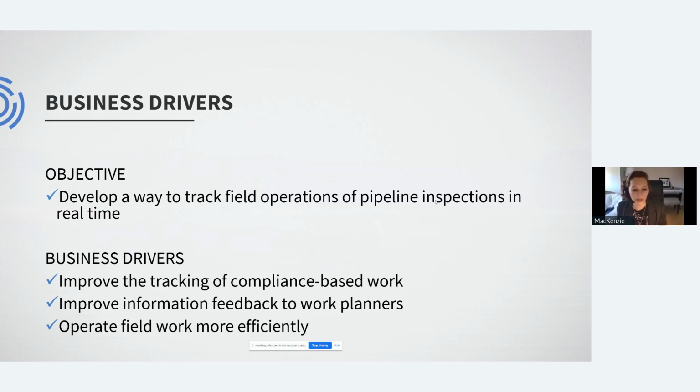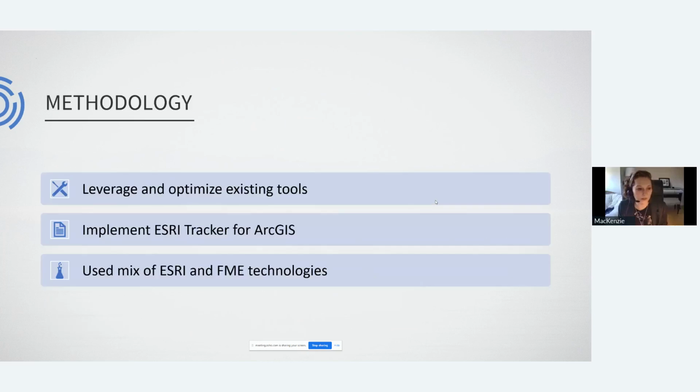And they needed to improve the information feedback to work planners. The planners need to have a real idea of where they're at in the actual field work in order to be able to reassign or increase resources in more real time, because before they had been using paper maps to go out and track where they had done the work, and so information would take time to get back to the planners so that they could adjust more quickly to their field work.